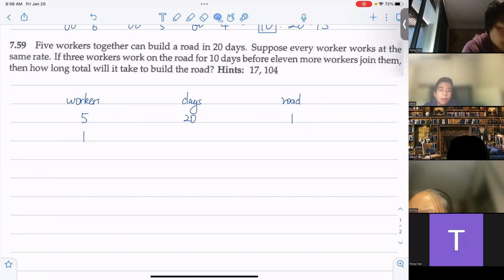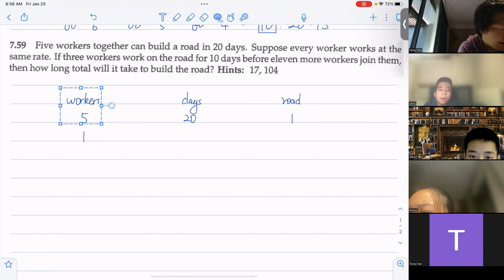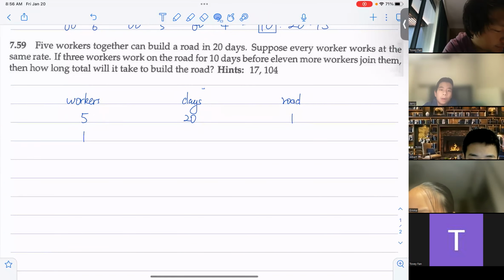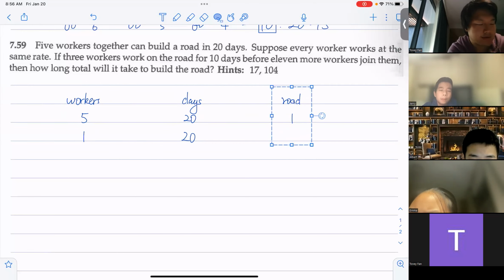Okay, so Albert, let's all think about the first case. Of course, first we need to bring the number of workers down to 1, right? To figure out one individual worker. If we divide by 5, notice that days are time. So workers need some days to finish one road. If you have 5 workers in 20 days, they can finish the road. What about one worker in 20 days? How much of the road can they finish?